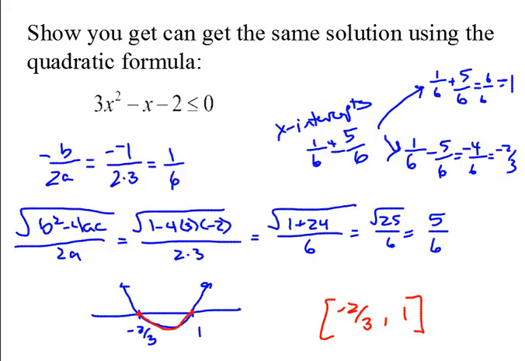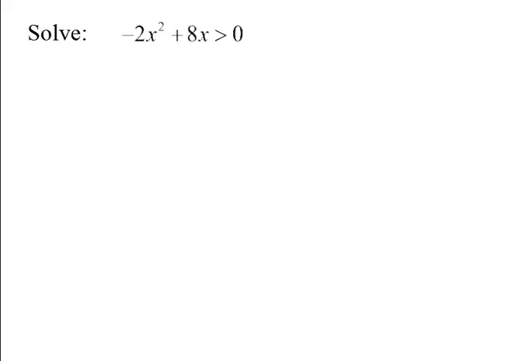All right, we're going to look at one more problem, and that is this one, where we've got negative 2x squared plus 8x is greater than 0. Here we don't have a trinomial, but we do look at these two terms, and we can see we can factor out a negative 2x out of both of them. And we're left with x minus 4.